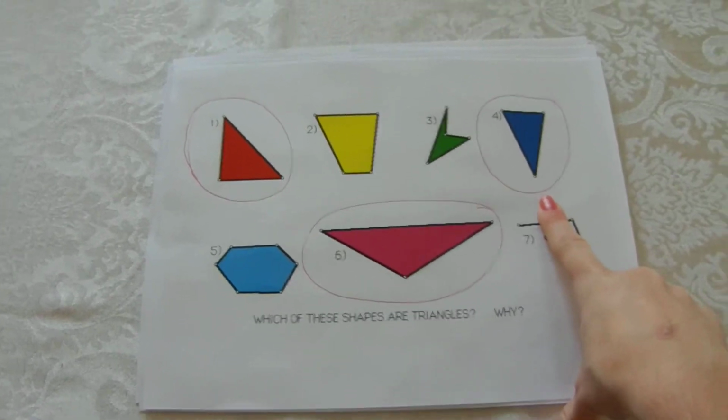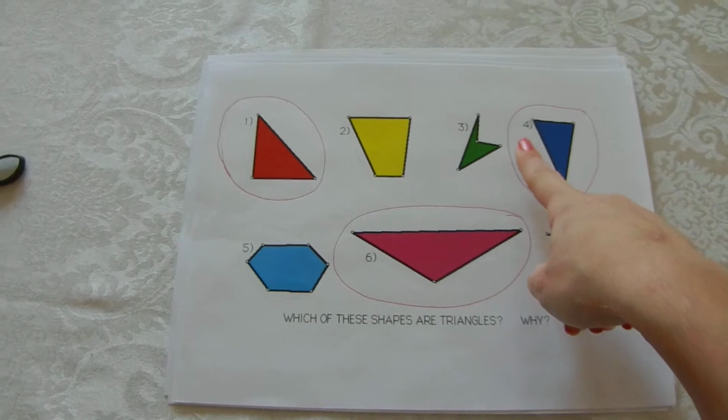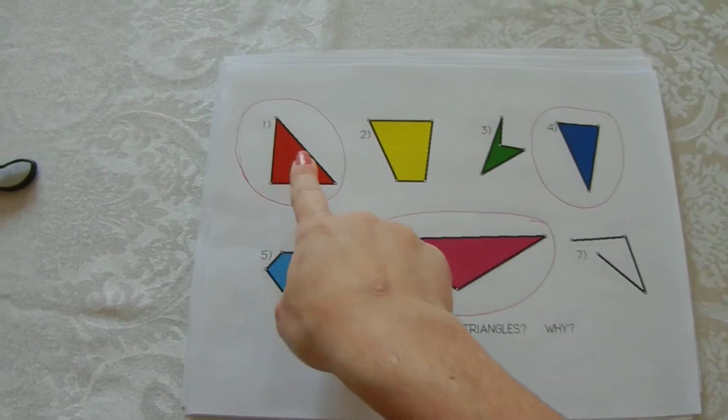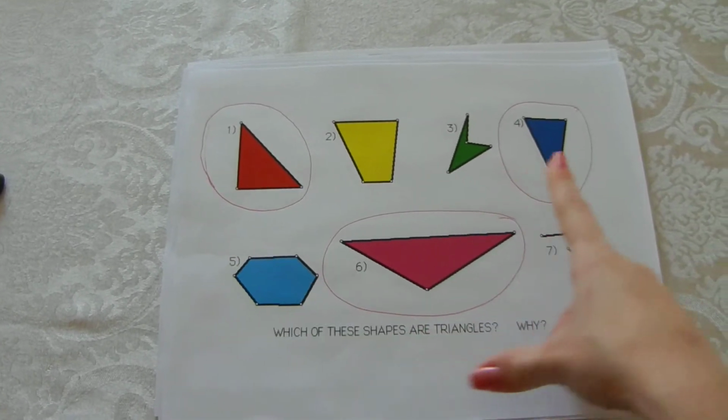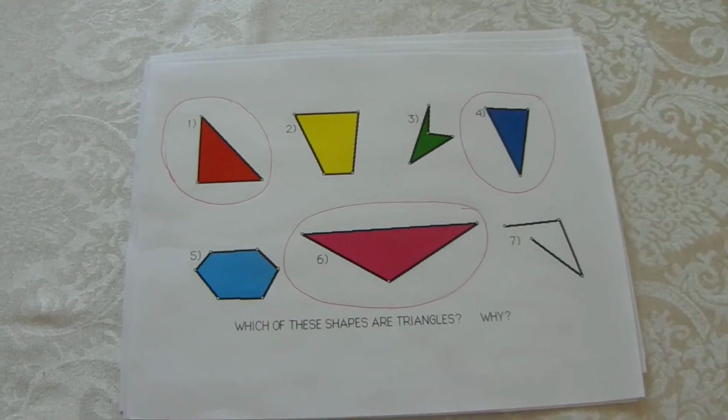And in number 4, I think this one looks like an acute triangle because one, we do not have the almost 90-degree angle here, and two, all the angles are very, very small.